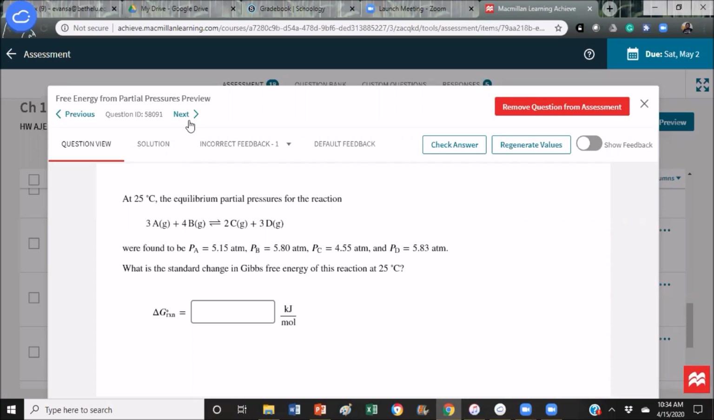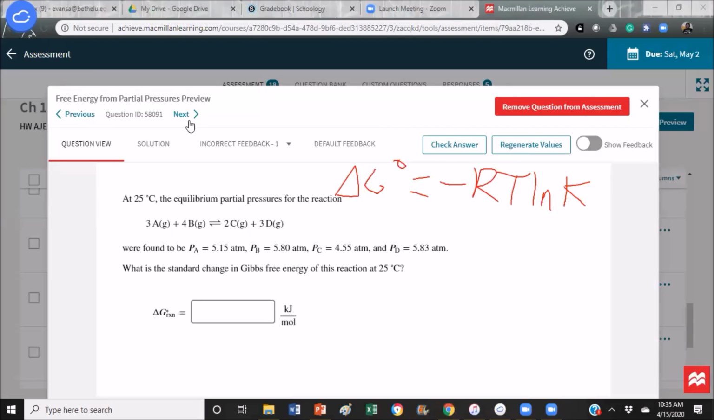This is not a Q1, but it is turning K into delta G. It is a working backwards of the one we just did. This one is, I give you the equilibrium concentrations of each reactant and product, and then you find delta G standard at that temperature. So last time we had delta G and we're finding Q. Now we have all we need to find Q or K, and we need to find delta G.